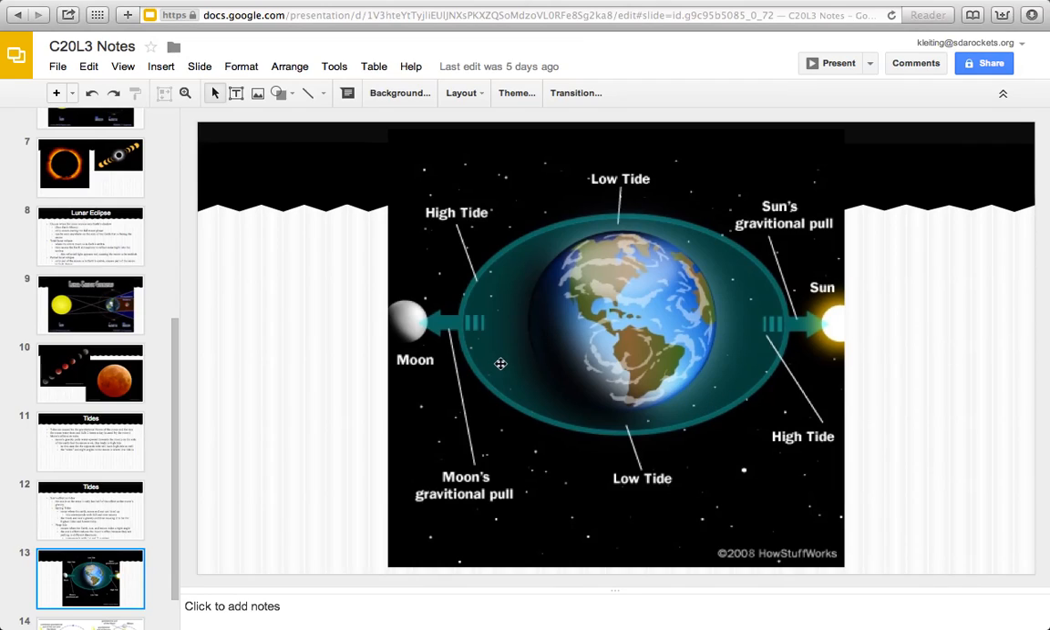So, in this case, we have the moon, earth, and sun all lined up. The order doesn't really matter too much. You could have the moon right here, as long as they're all pulling the same way. So we have high tide, where we're essentially stretching all the water out in this case. So we have high tide in line with the moon and sun, and low tide where they are not lined up.